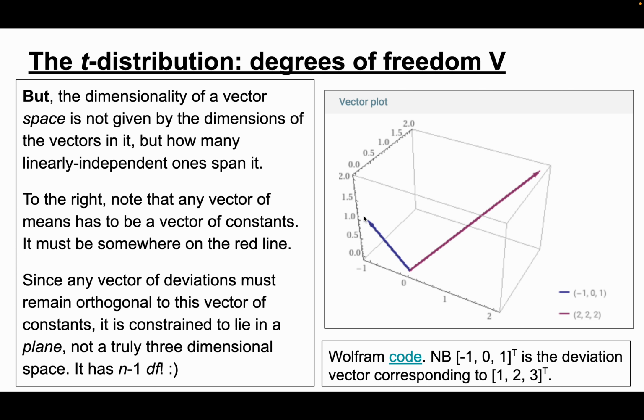So what does that mean about the space in which this vector lives? Well, it could be a lot of different things, but for this to be a deviations vector in any sense, so once we say it's a deviations vector, it's got to be orthogonal to the one vector. So it actually can only lie in this plane here.